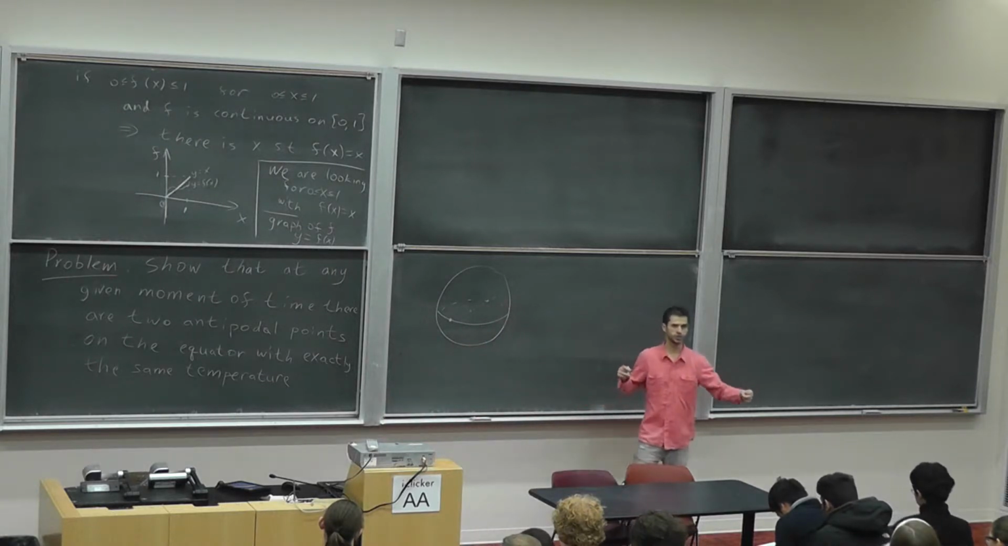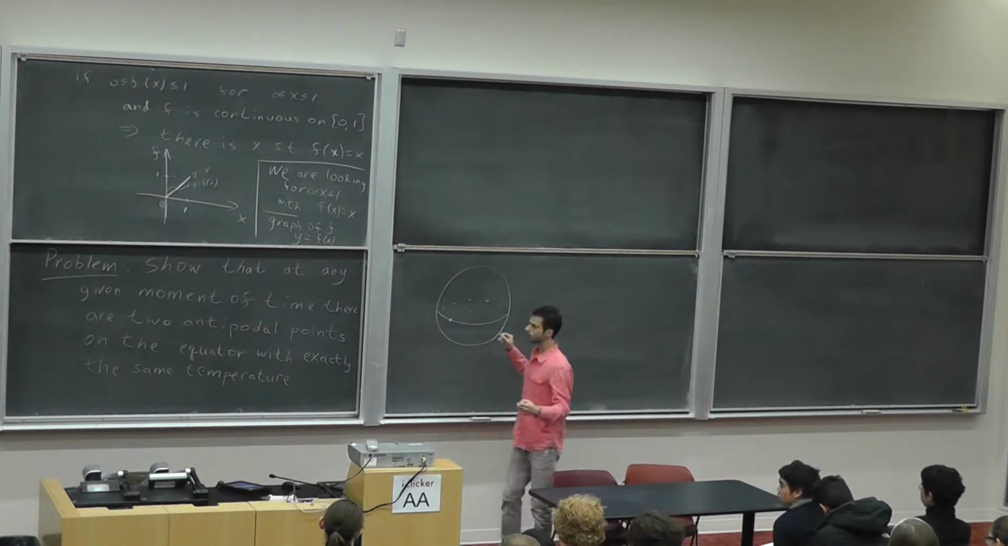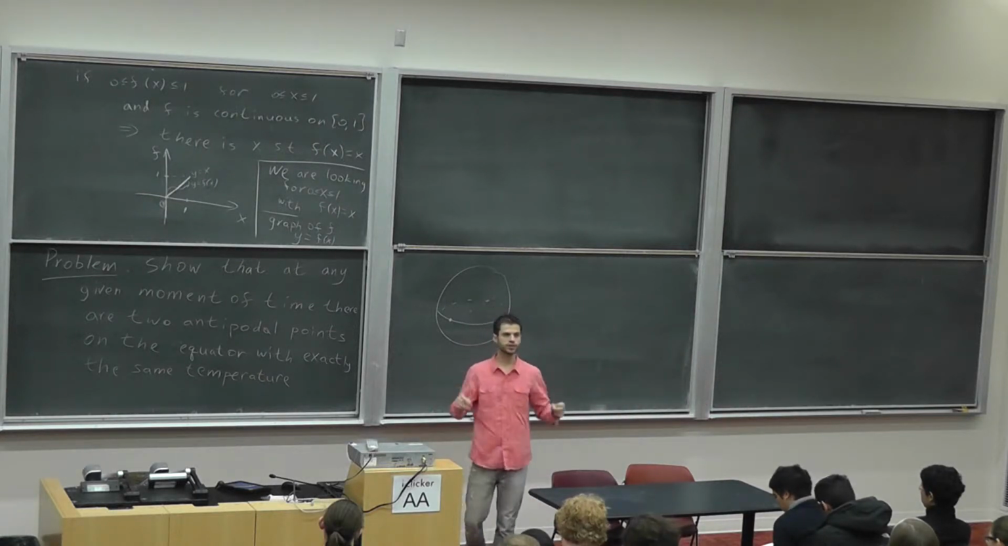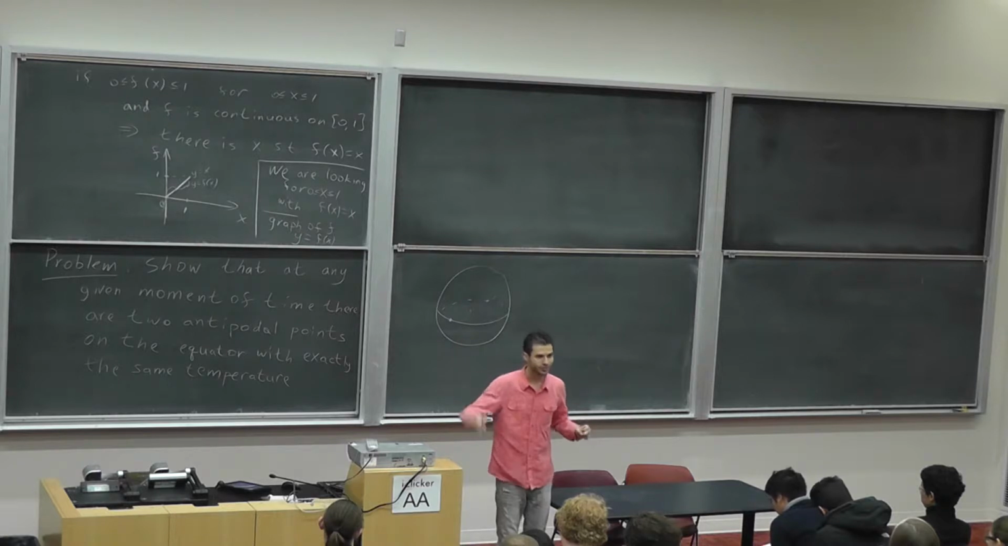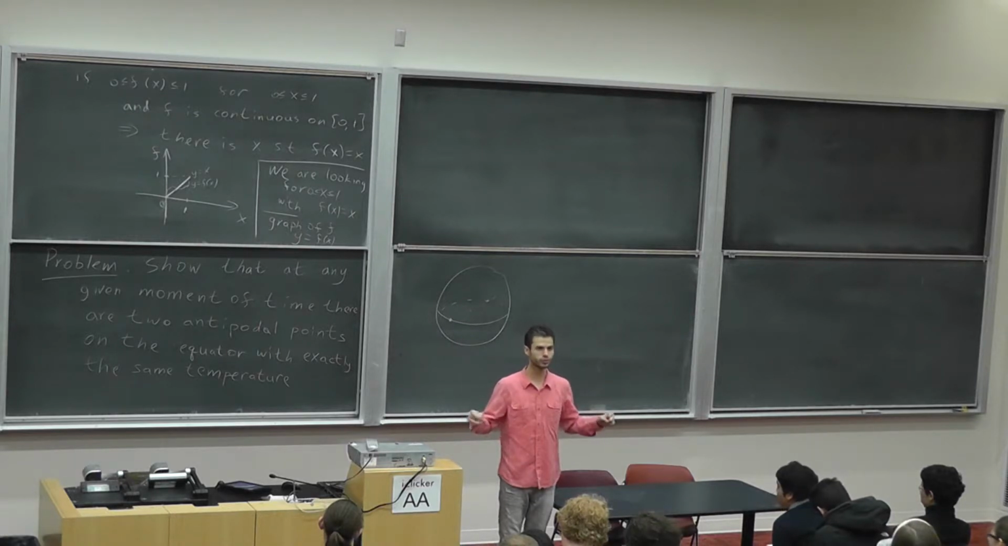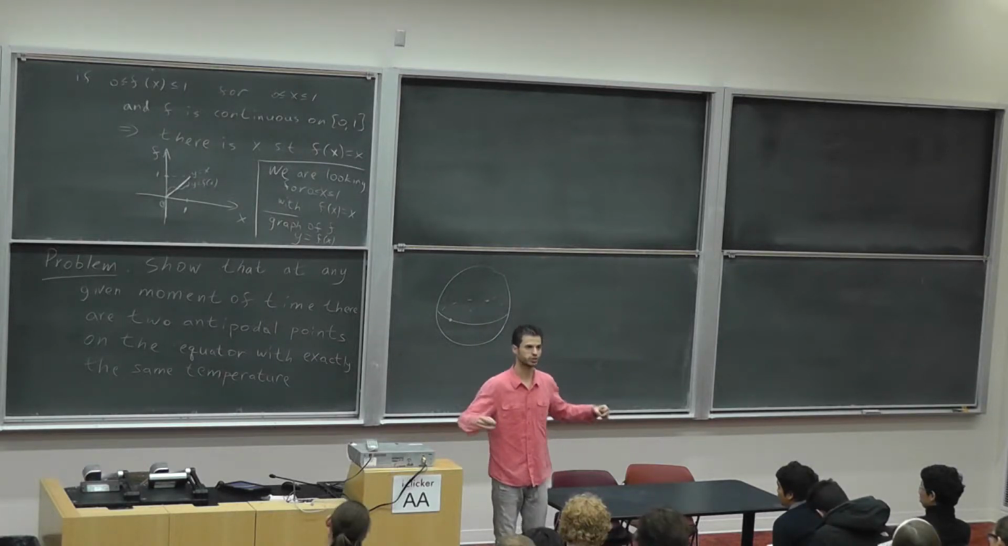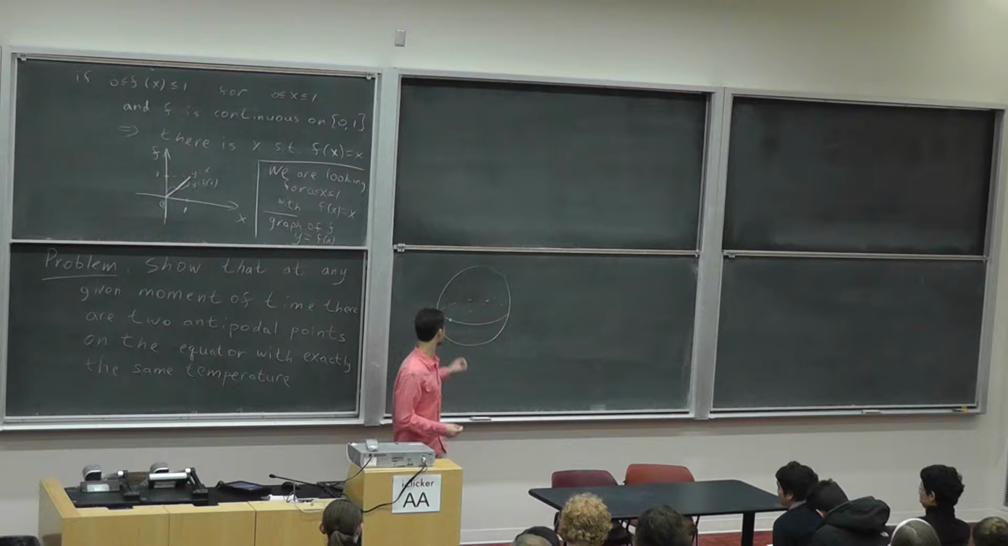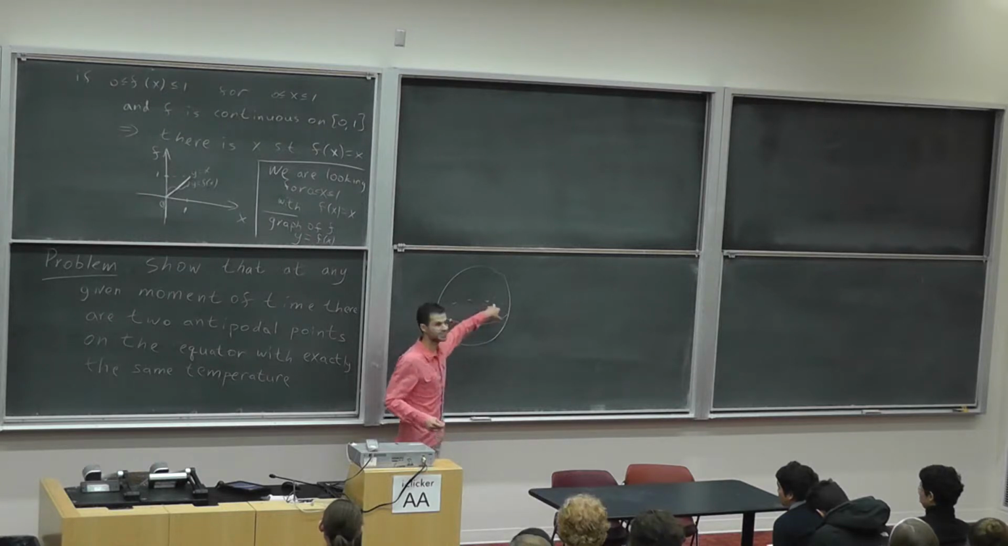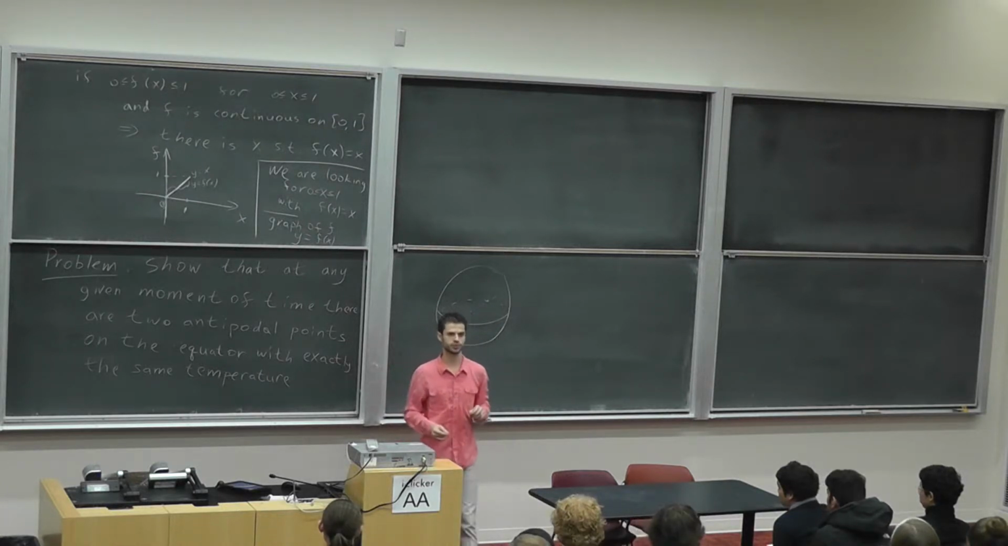So the question is, show that at any given moment of time, let's say right now, there are 2 points on the surface of the Earth, on the equator, and they are opposite to each other, such that the temperature at one of them is exactly equal to the temperature of the other.